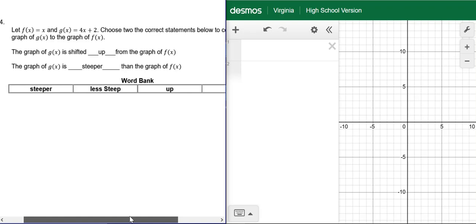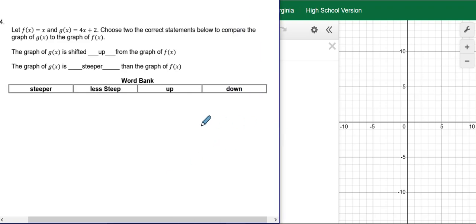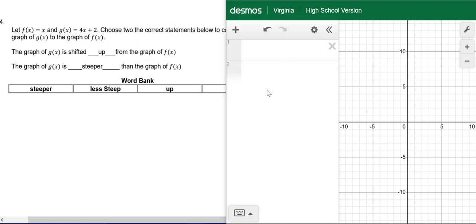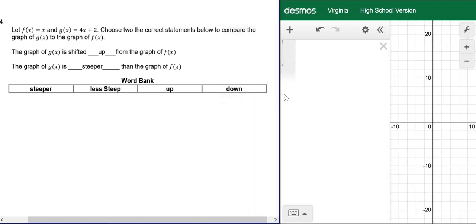Okay, this one. It says let f of x equal x and g of x equal 4x plus 2. Choose the two correct statements below to compare the graph of g of x to the graph of f of x. Again, there are two ways you can do this. I'll show you the graphing way first. I am sorry, I already have the answers on here, up and steeper. I'll show you how that is so.